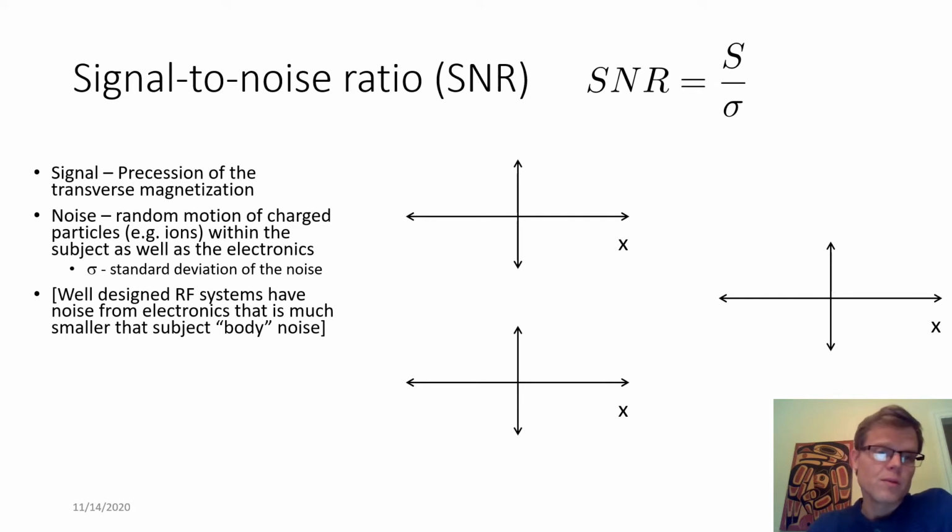We can also have this random motion within the electronics, so our RF coils and amplifiers. Note that in typical human imaging systems that are well designed, the noise from the electronics is much smaller than the noise coming from the body of the subject. And the term we use to define the noise is sigma, for the standard deviation of the noise.